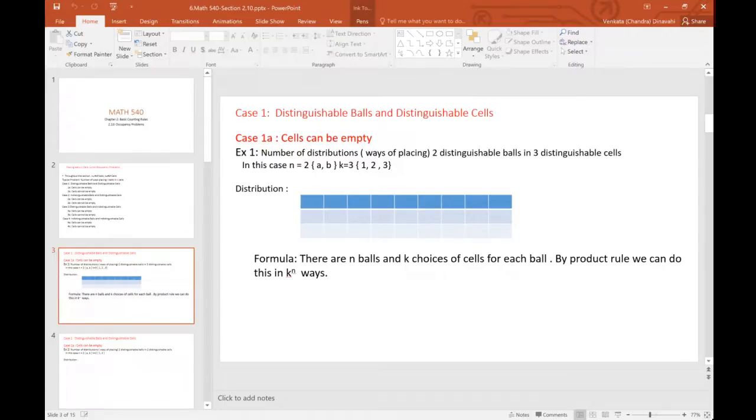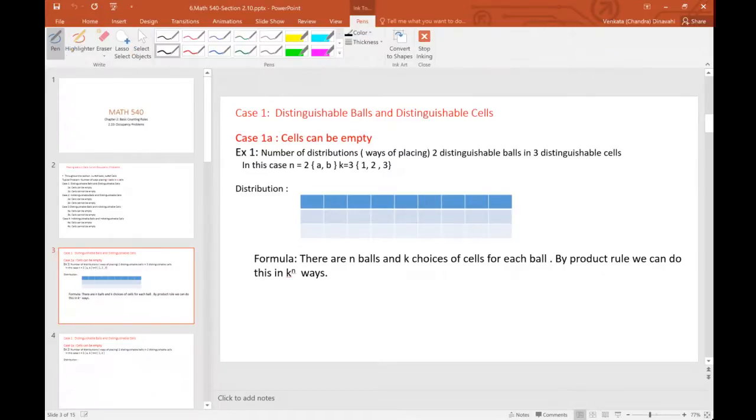Here these represent, say, cells. I have 3 different cells and 2 balls. Here my cells can be empty, so I can put both the balls in the first cell, or I can put both in the second, or I can put both in the third. So this is one distribution, this is one way I can distribute. Or I can put one in one and two in two, or one in this and this in here. So these are another 3 ways I can distribute.